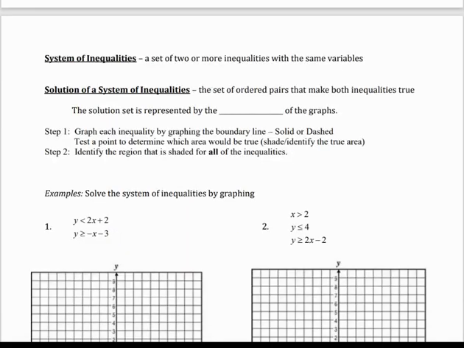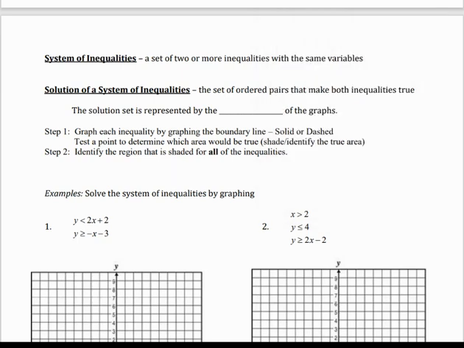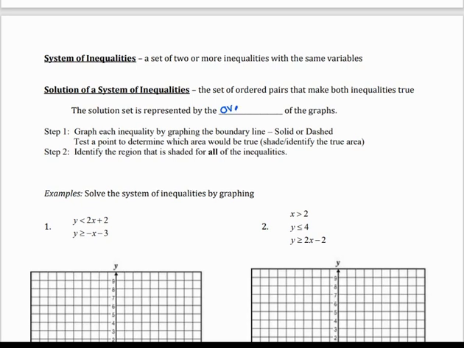How about systems of inequalities? We're going to graph these very similarly, except inequalities have more answers to them, right? We don't have to be an exact value. Being greater than or less than gives me a much wider range of possible answers. So when we are graphing systems, we're going to graph our boundary lines, but the solution set is represented by the overlap of shading of the graphs.